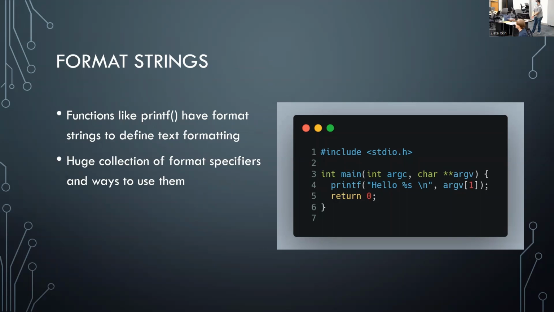So probably one of the more infamous types of bugs are format strings. Functions like printf have a format string to define how you're formatting text. Usually that's the first parameter. And there's a huge collection of format specifiers that you can find and learn how to use and manipulate to do pretty much any kind of text formatting you want. You can happily Google that. You'll get a huge library for that.